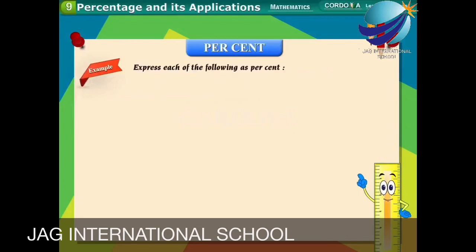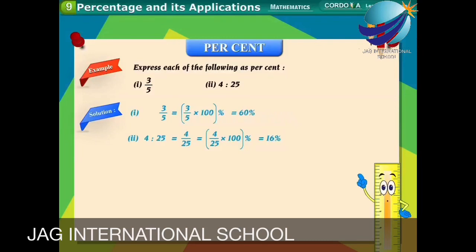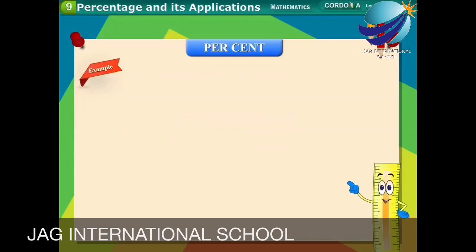Example. Express each of the following as percent. 3 upon 5, 4 is to 25. Solution. 3 upon 5 is equal to 3 upon 5 into 100%, which is equal to 60%. 4 is to 25 is equal to 4 upon 25, which is equal to 4 upon 25 into 100%, which is equal to 16%.